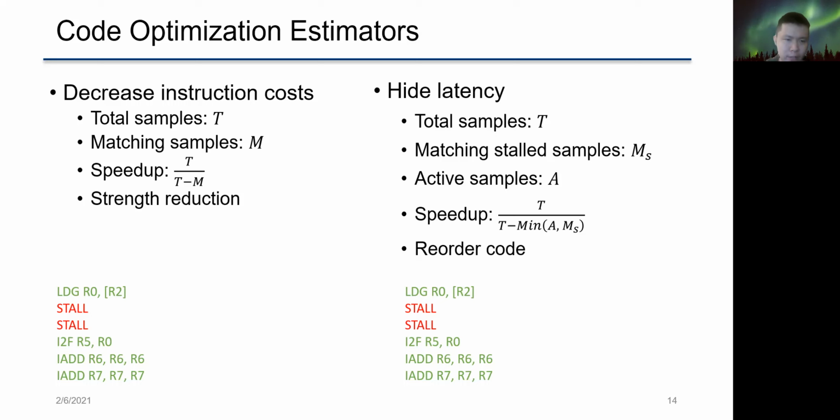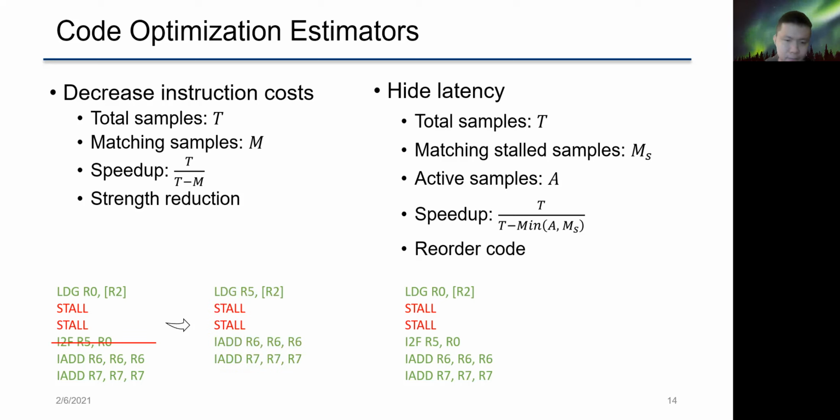An example is strength reduction optimization. For the code on the bottom left side, the strength reduction optimization suggests that we can eliminate this costly I2F instruction and instead store floating point values on the GPU directly.